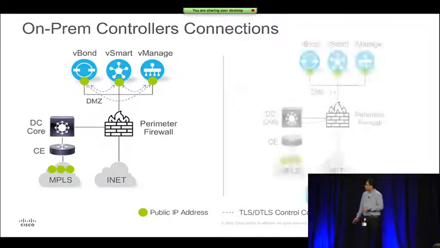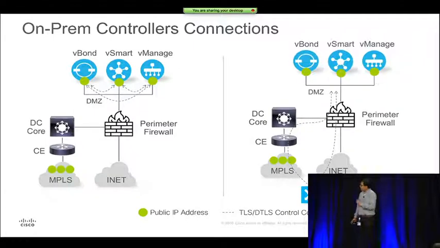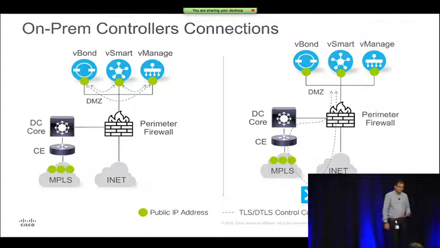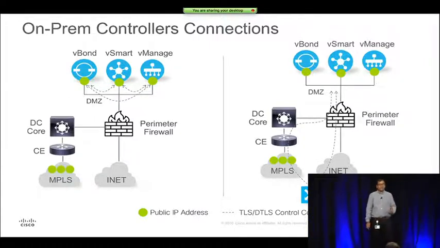Now, after the connectivity is up and running, the controllers establish the secure control plane connection between each other, and once the VH comes up, it can talk through both internet and MPLS. From the vManage perspective, we only establish connectivity across a single transport. We just hash it, and we pick one transport.